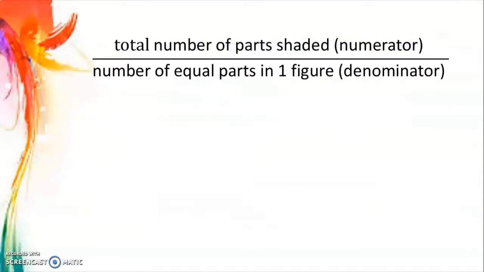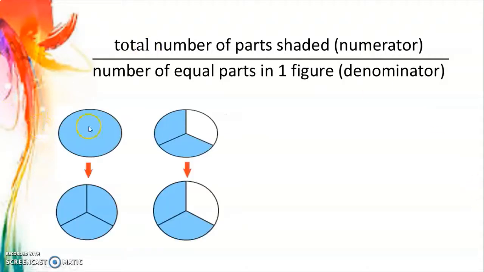We have another method. What we're going to do is count the total number of parts shaded and put that as the numerator, and count the number of equal parts in one figure, that will be the denominator. For example, our figure is like this. We're going to count first the number of shaded parts. So let's count 1, 2, 3, 4, 5.